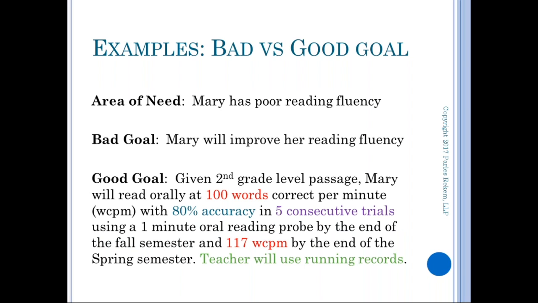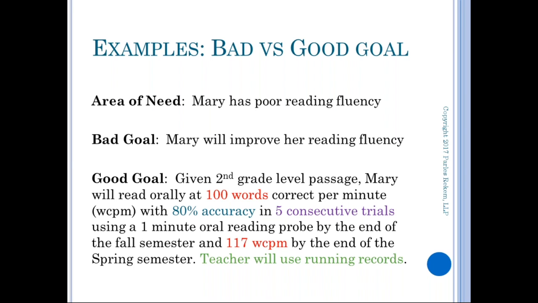Now here, we're talking about poor reading fluency. So the bad goal is Mary will improve her reading fluency. Again, doesn't tell us anything. The good goal shows, given a 2nd grade level passage, Mary will read orally at 100 correct words per minute, with 80% accuracy in 5 consecutive trials, using a 1-minute oral reading probe by the end of the fall semester, and 117 correct words per minute by the end of the spring semester. And the teacher is going to use running records.